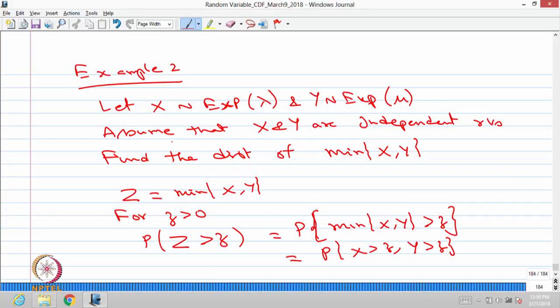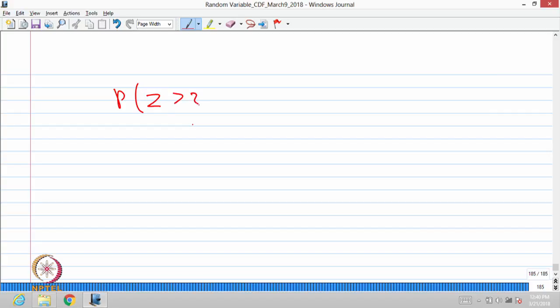If I know the joint distribution, I can find the probability of this. But I made the assumption that both the random variables are independent. Therefore, the joint distribution is the same as the product of the individual distributions. Therefore, the probability that Z is greater than z is the same as the probability that x is greater than z multiplied by the probability that y is greater than z.